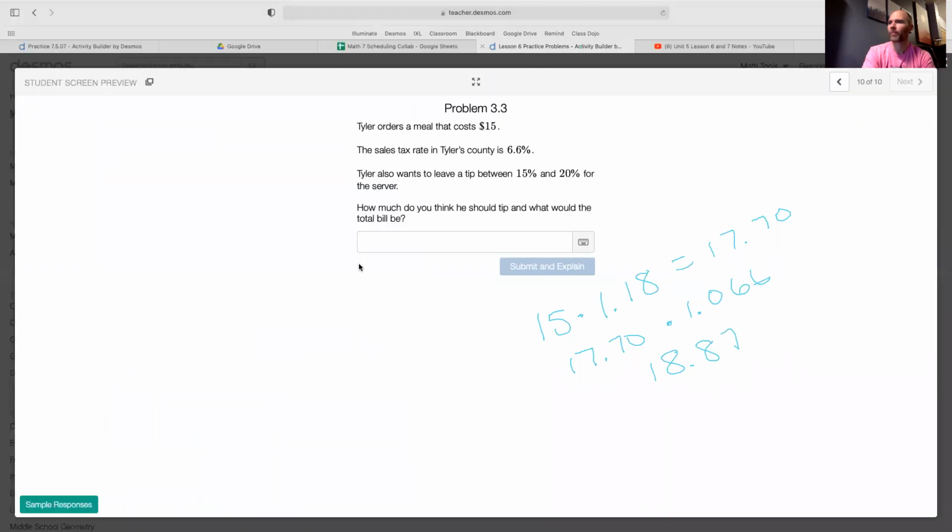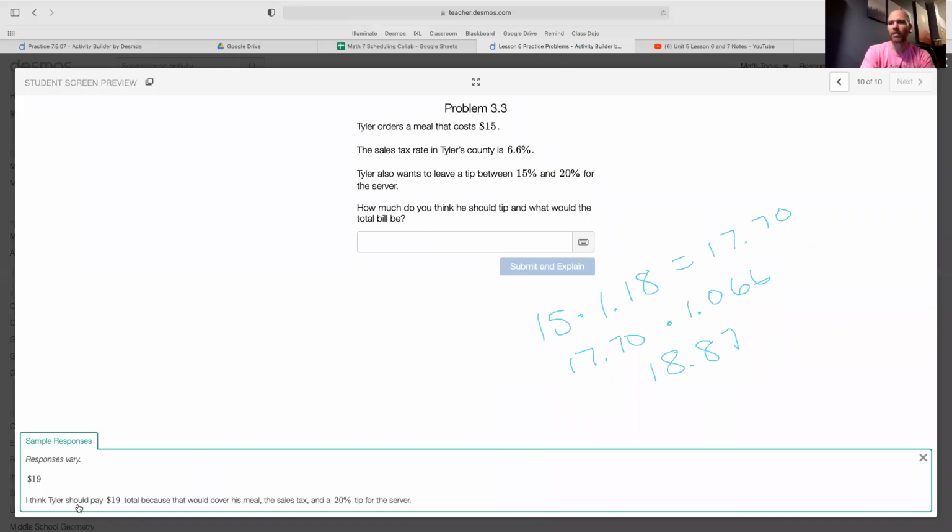So according to Desmos, it says responses can vary. I think if you choose exactly 20%, you might wind up with $19 because it's giving $19 as an option here as a sample response. But I guess as long as your answer falls between whatever it would be if you picked 15% and 20%, there's probably a range of answers you can get in there that are perfectly fine. And just explain how you got it in your box here.